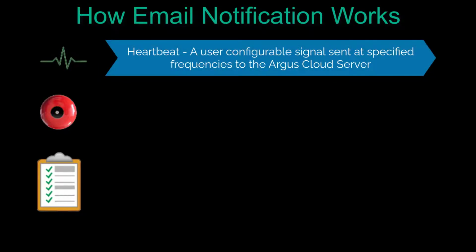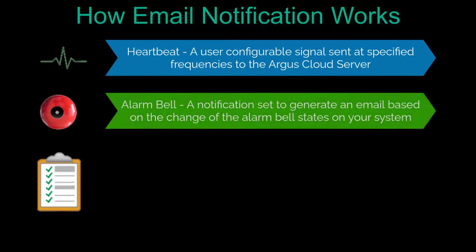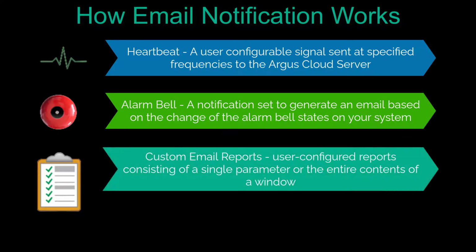Heartbeat. This is a user-configurable signal sent at specified frequencies to the Argus Cloud server. If the cloud server stops receiving these signals, it will send an email notification to your designated recipients. Alarm bell. This notification is set to generate an email based on the change of the alarm bell states on your systems. Custom email reports.